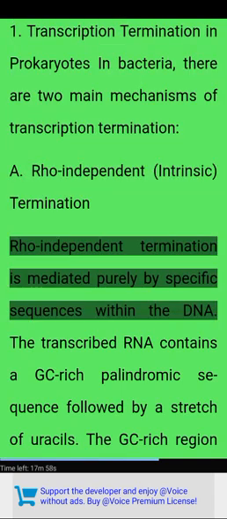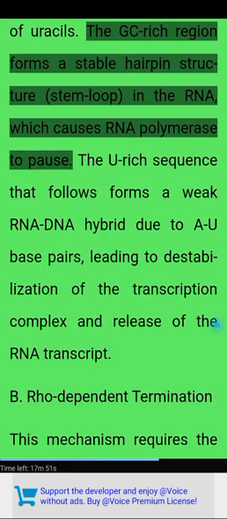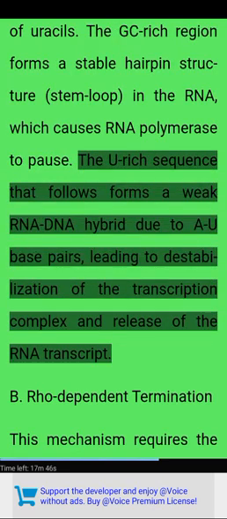Rho-independent termination is mediated purely by specific sequences within the DNA. The transcribed RNA contains a GC-rich palindromic sequence followed by a stretch of uracils. The GC-rich region forms a stable hairpin structure, a stem loop, in the RNA, which causes RNA polymerase to pause. The U-rich sequence that follows forms a weak RNA-DNA hybrid due to AU base pairs, leading to destabilization of the transcription complex and release of the RNA transcript.